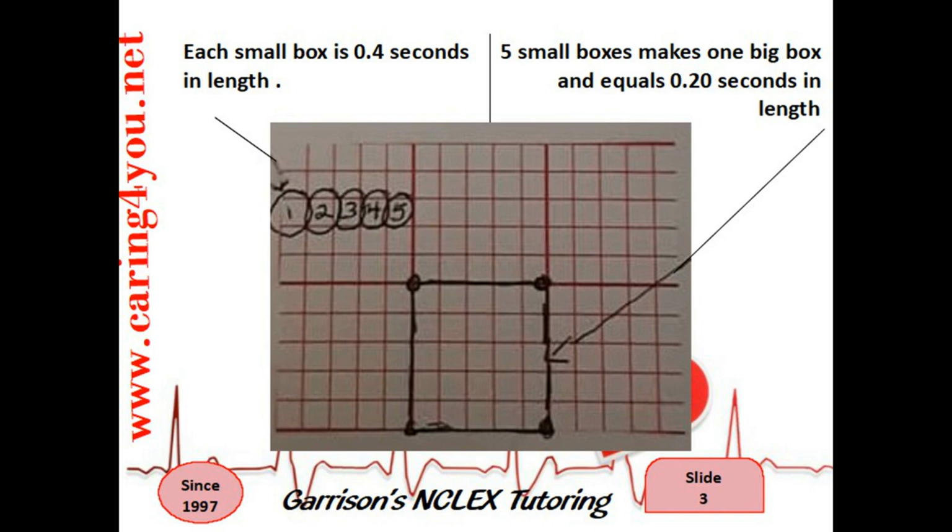Sometimes the QRS width is 0.12 to 0.20. That's a normal QRS length. What am I talking about? 0.12, that is 3 small boxes, right? 0.4 times 3 is 0.12. So a normal QRS width is 0.12 to 0.20. Right? That's how you figure out the rhythm. All right, let's go to the next slide.